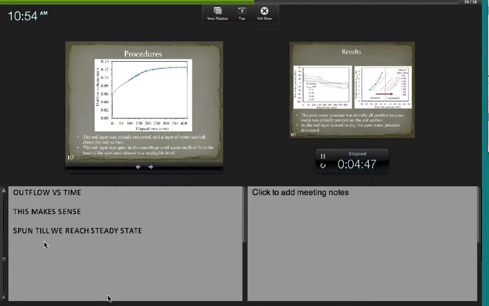So this is a graph of outflow versus time, and it makes sense that it would even out because there's no water to flow after a certain point. So we just spun the specimen until it did even out.